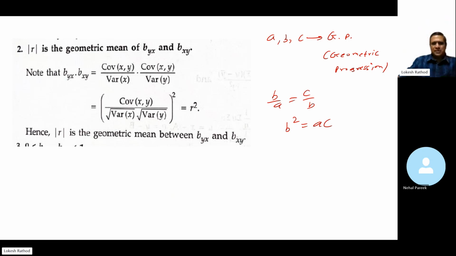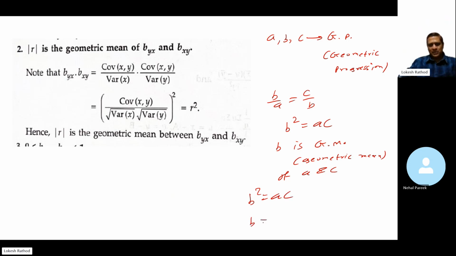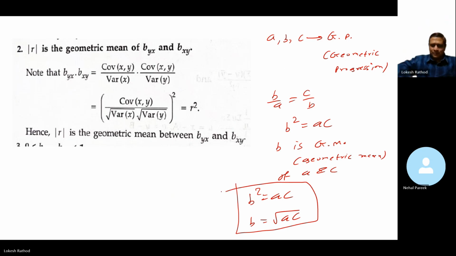And here B is the geometric mean, GM, of A and C. So if B is the geometric mean of A and C, what happens? B square is equal to AC, or B is equal to root AC. So that's the property. Are you getting it? Okay. So if A, B, C are in GP, then B square is AC.